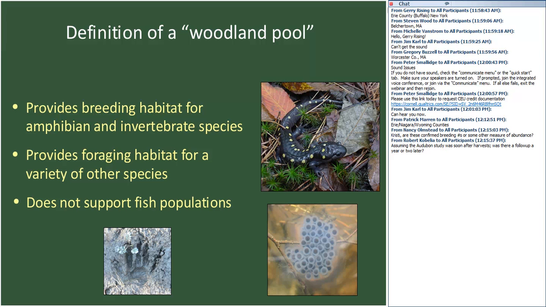And they also are areas that by definition do not support fish. So fish are very significant predators of amphibian larvae, basically tadpoles and salamander larvae. And so the benefits of woodland pools are kind of decreased when there are fish in an area, and also the fact that they dry up periodically. They won't allow fish to be there because they need water all year round.